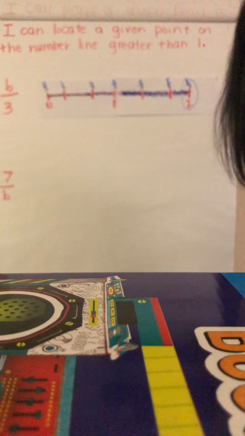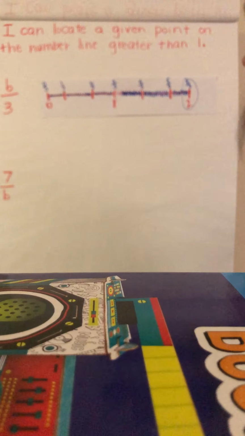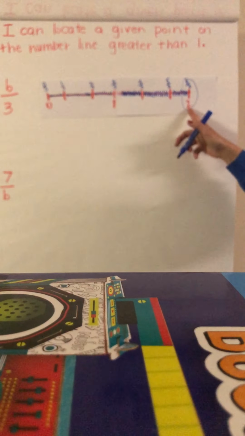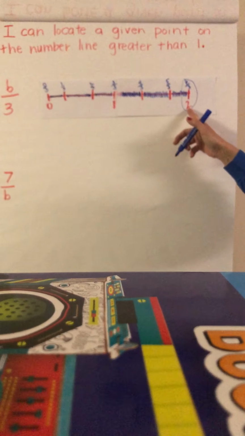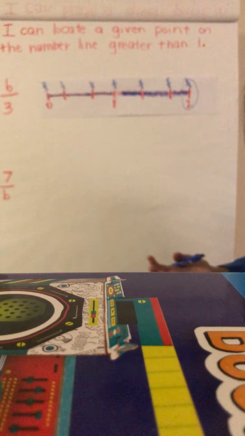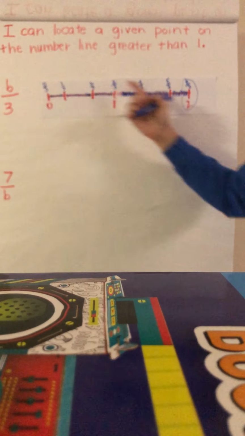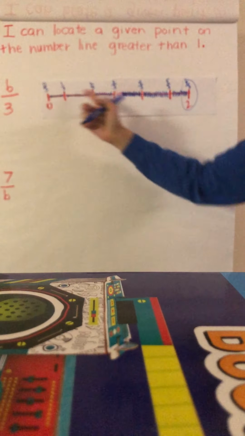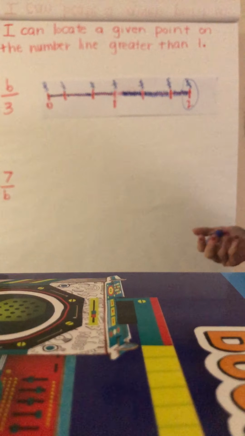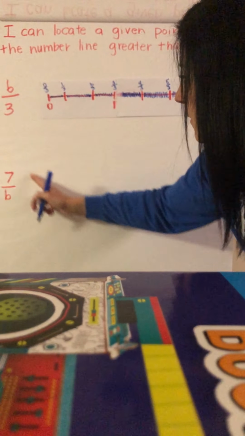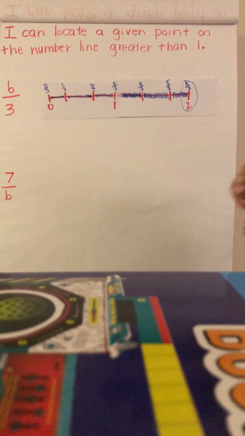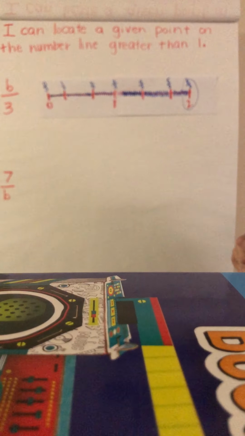And what do we notice when we get to 6/3? We actually fall on the whole number 2. That means we have 2 wholes of something, 2 whole circles. We have 2 whole distances from 0 to 1 or 1 to 2. So let's take a look at one more example. We're going to look at 7/6.